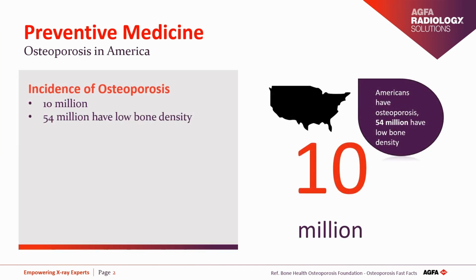In America, 10 million people have osteoporosis and 54 million have low bone density, placing them at an increased risk for these fragility fractures. And so it's no surprise that 1 in 4 people will break a bone due to this disease. And the hospitalization burden of osteoporotic fractures is actually greater than that of heart attacks, stroke, and breast cancer.